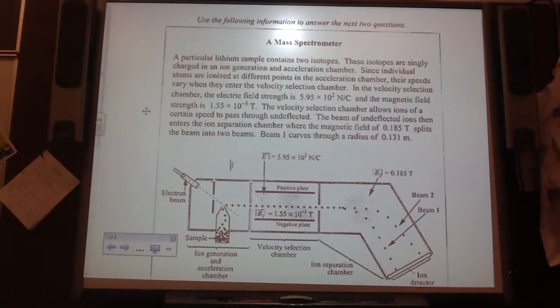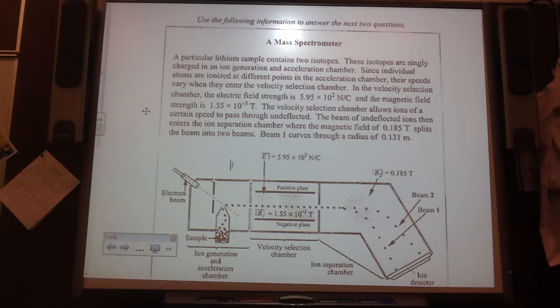Let's do an example together of how you'd be given a mass spectrometry problem. You know how that works, okay? So, let's read this. A particular lithium sample contains 2 isotopes. These isotopes are singly charged in an ion generation and acceleration chamber, just like that video was talking about, where it can have different isotopes. Since individual atoms are ionized at different points in the acceleration chamber, their speeds vary when they enter the velocity selection chamber.